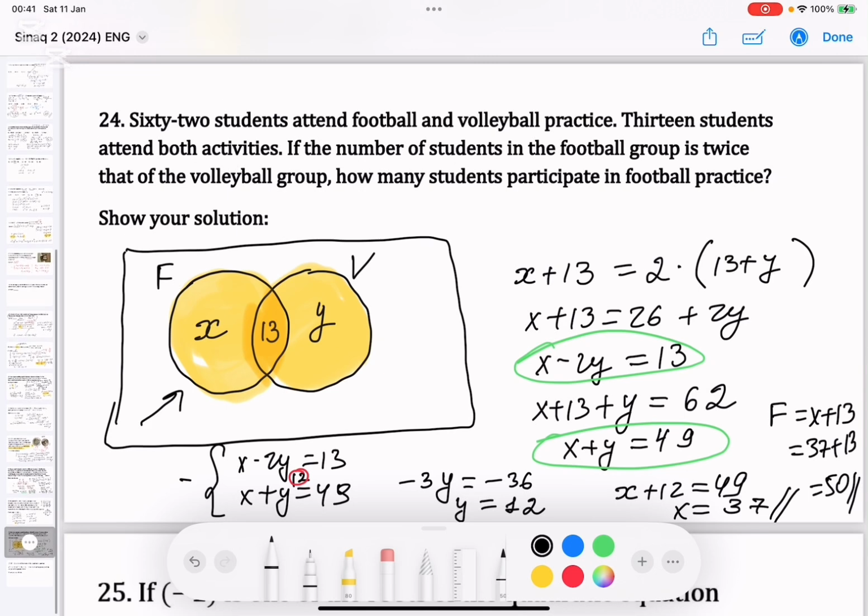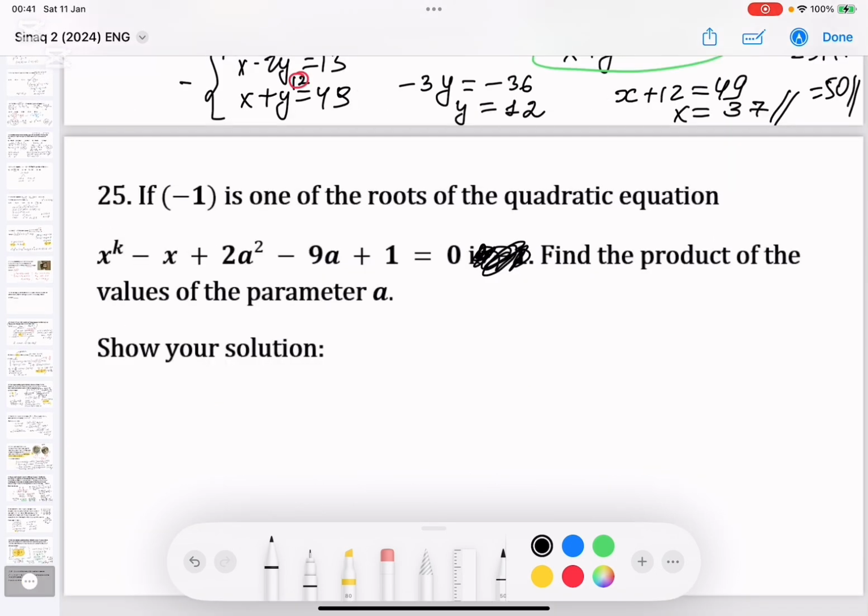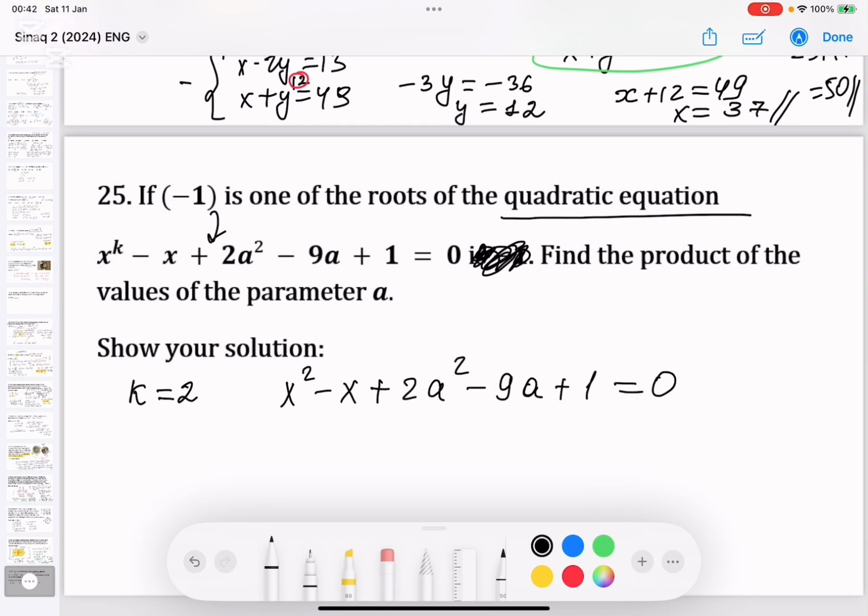Next question. The question number 25. If -1 is one of the roots of this given equation, find the product of the values of the parameter a. So since we have information about this equation being quadratic, k must be equal to 2. So we're going to have x squared minus x plus 2a squared minus 9a plus 1 equals 0. And we also have information that x equal to -1 is the root.